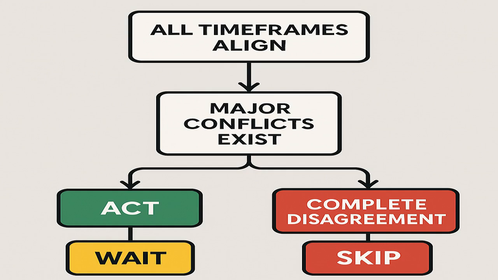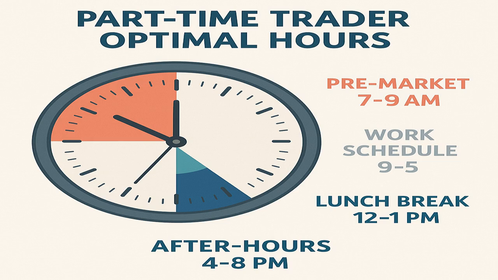The key is choosing one window and mastering it, rather than trying to trade randomly throughout the day when you can steal moments from work. Pre-market strategy: focus on earnings gappers and news-driven moves. Use daily charts for context, 15-minute charts for entries. After-hours strategy: trade earnings reactions and guidance updates. Use weekly charts for context, 30-minute charts for entries.